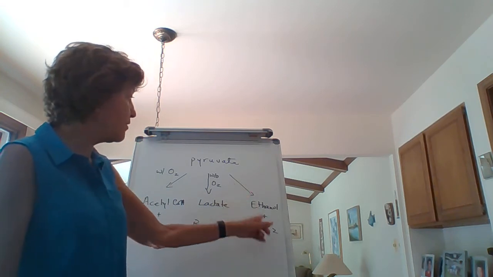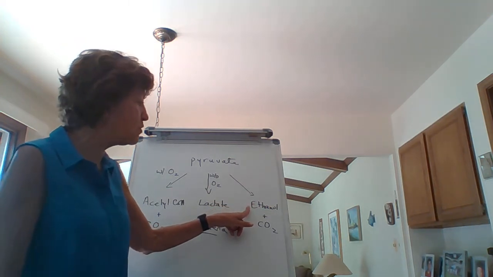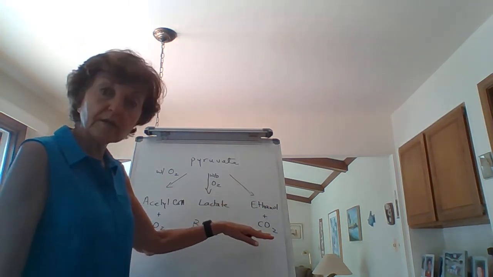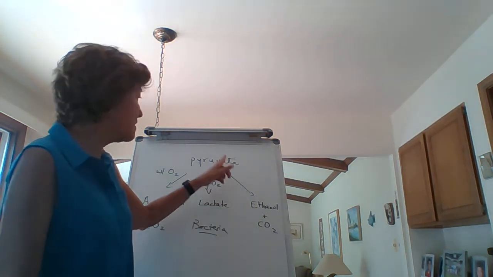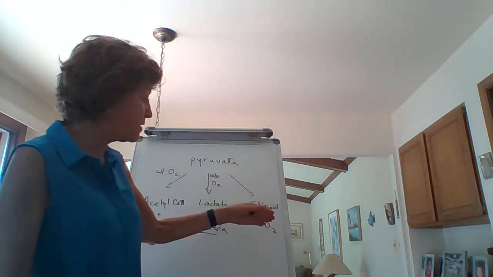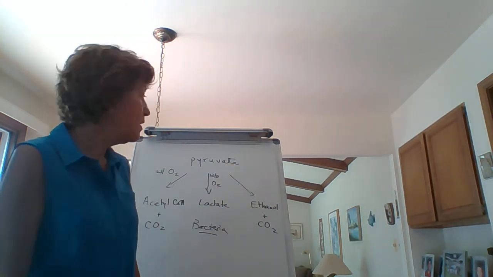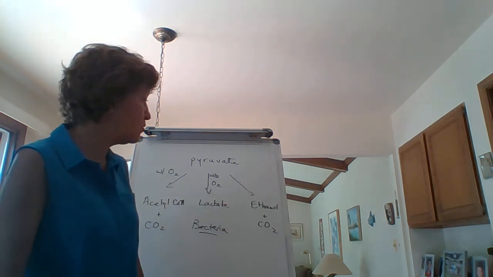Now, turning pyruvate into ethanol. Pyruvate is 3 carbons, ethanol is 2 carbons, so there's a carbon dioxide that's given off. This is actually a 2-step process. The pyruvate is first turned into acetaldehyde, and then the acetaldehyde is reduced and turned into ethanol.